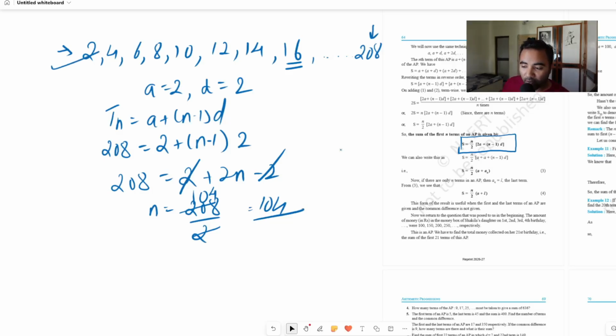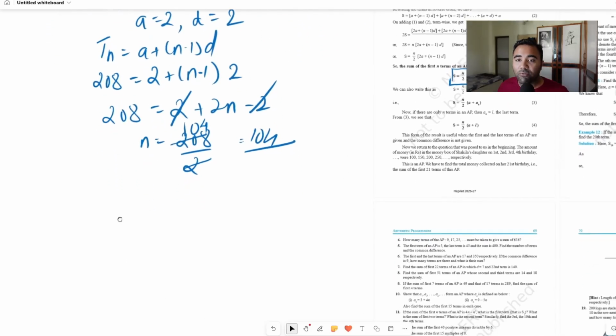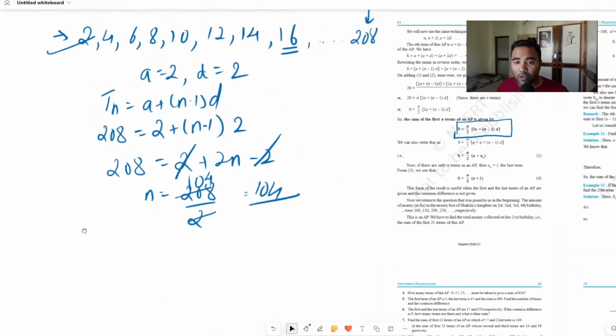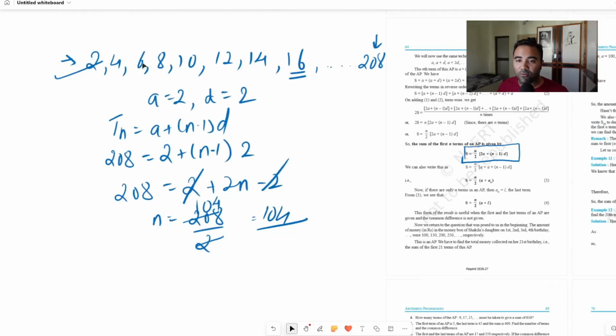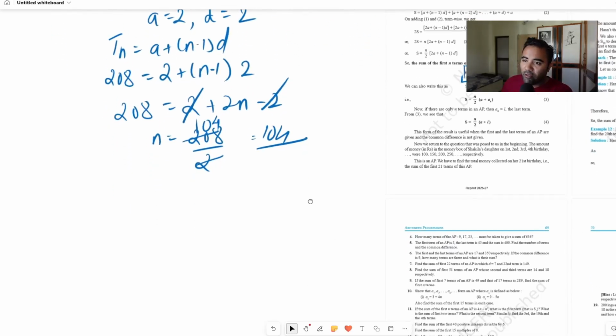That is what we have learned. Now the question I am asking right now is, I need to find the sum of all these numbers, meaning 2 plus 4 plus 6 plus 8 plus all the numbers up until 208. Now for this we have this formula. Okay, we'll try to use this formula, that is sum is equal to n upon 2 into (2a plus (n minus 1) d).